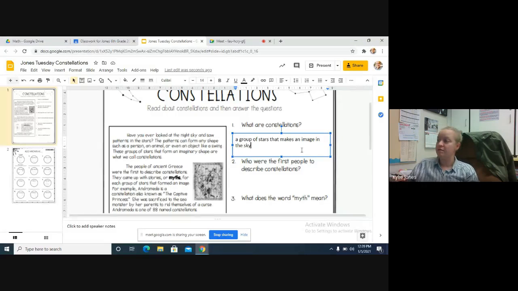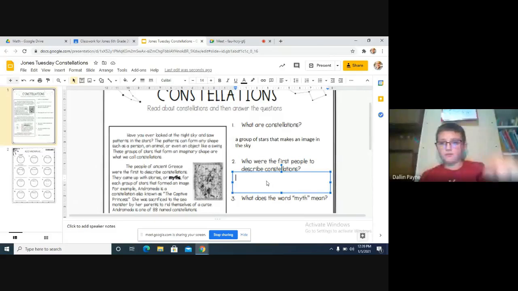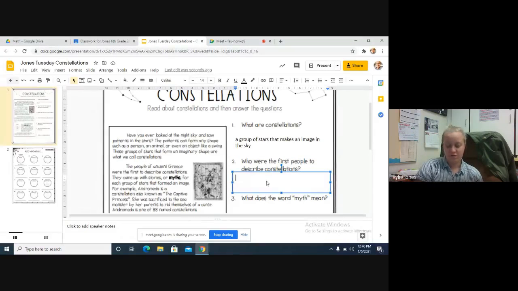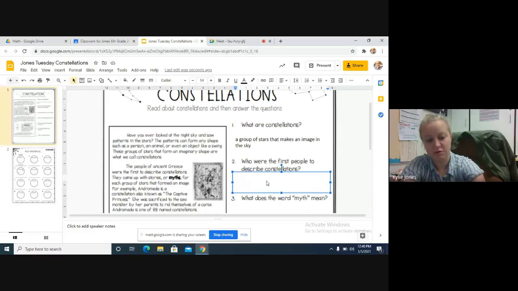Alrighty. Got that one? Yep. Number two says, who were the first people to describe constellations? Ancient Greeks. The ancient Greeks.